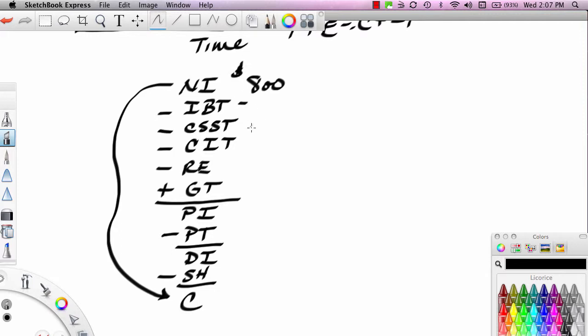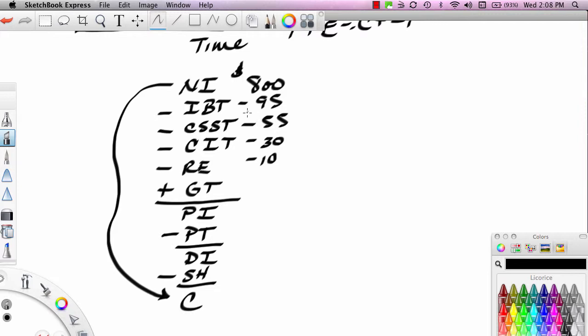Okay, and then what's indirect business taxes? We need to know that. We have to scroll up. So maybe rather than scrolling up, I'll just plug these numbers in. So indirect business taxes are 95. Corporate Social Security taxes are 55. Corporate income taxes are 30. Retained earnings are 10. You have to know, and you'll notice I gave the data up above.